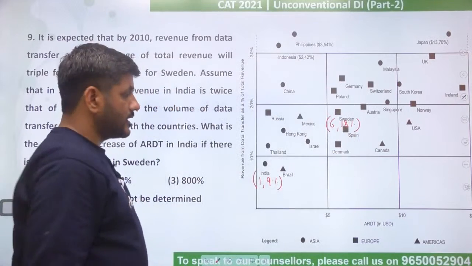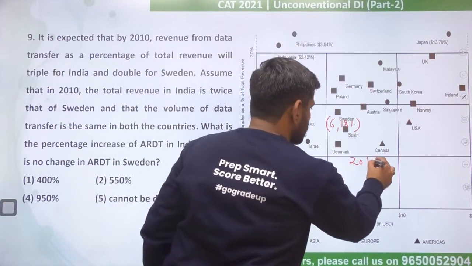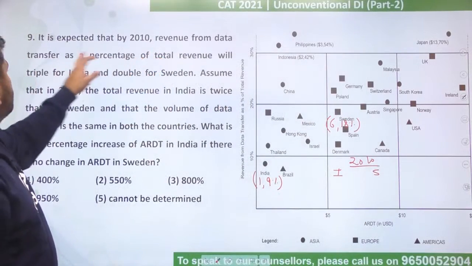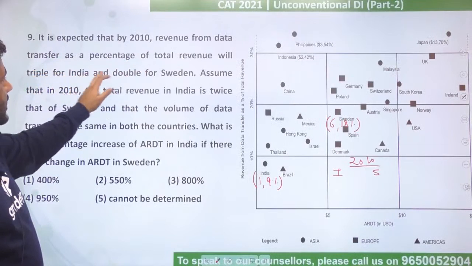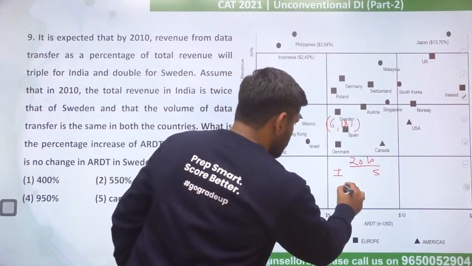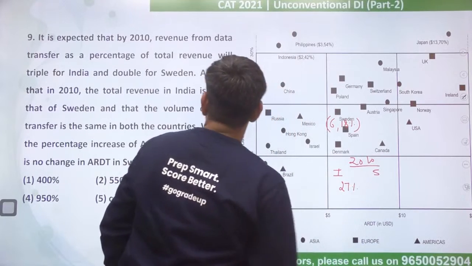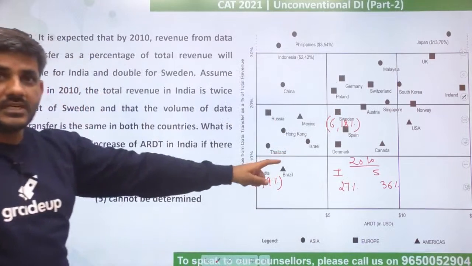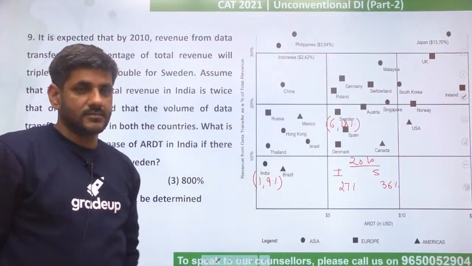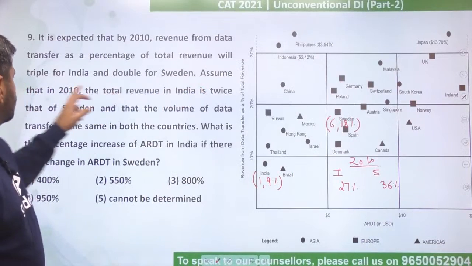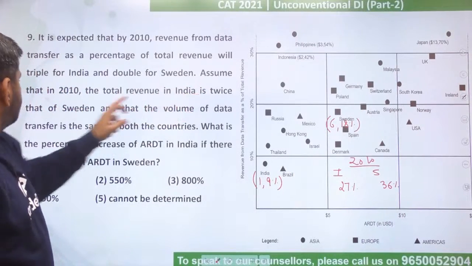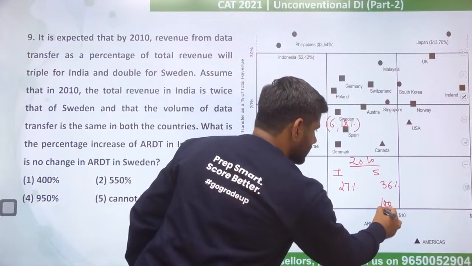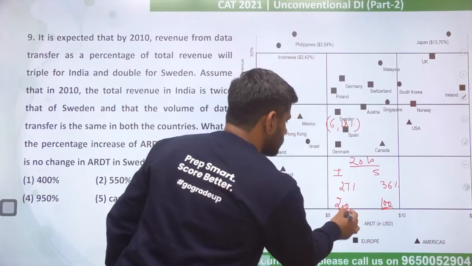$6 and 18%. He says in 2010 these are going to change for India and Sweden. What are they going to be? That revenue from data transfer as a percentage will triple for India and double for Sweden. So triple for India, that means it will become 27%, and double for Sweden, that means it will become 36%. So these percentage are going to be 27% and 36%. What else? Assume that in 2010 the revenue in India is twice that of Sweden. तो यहाँ पे revenue जो है इंडिया का वो Sweden से twice है. Let us say their revenue is 100, so their revenue is 200.